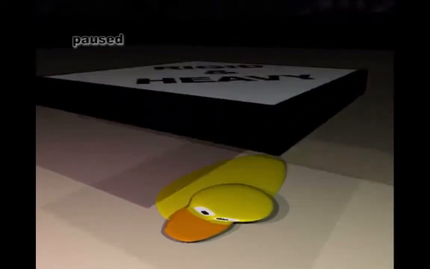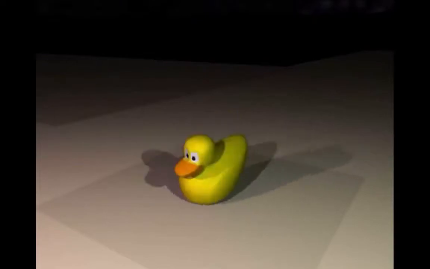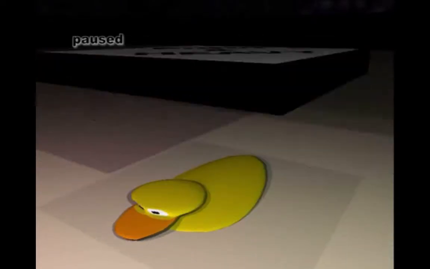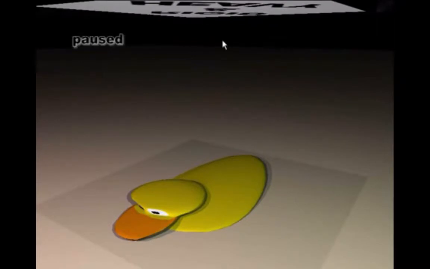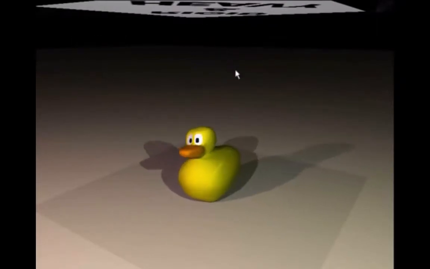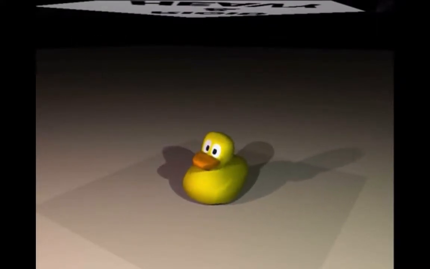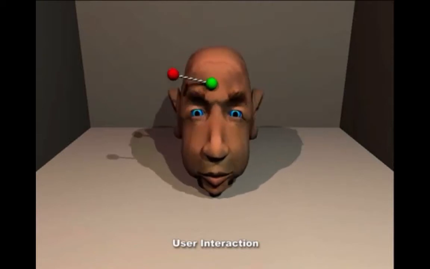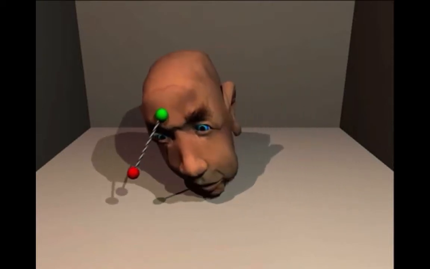So this one is not to be sadistic, but maybe it is to be sadistic. It's to demonstrate that it's really robust. Try to do this with your Jello. I mean, not your Jello, but the standard Runge-Kutta method.